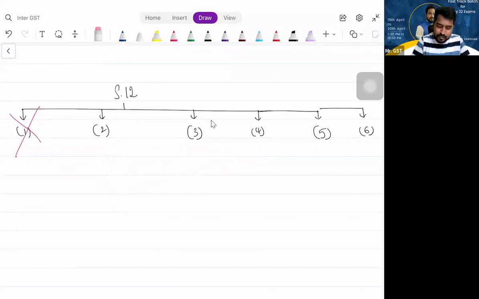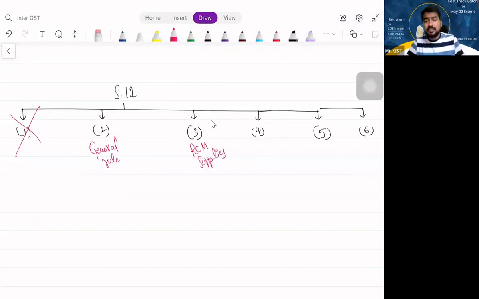Now, coming to subsection 2. This is a general rule. Coming to subsection 3, it talks about the time of supply for RCM supplies. What is RCM?